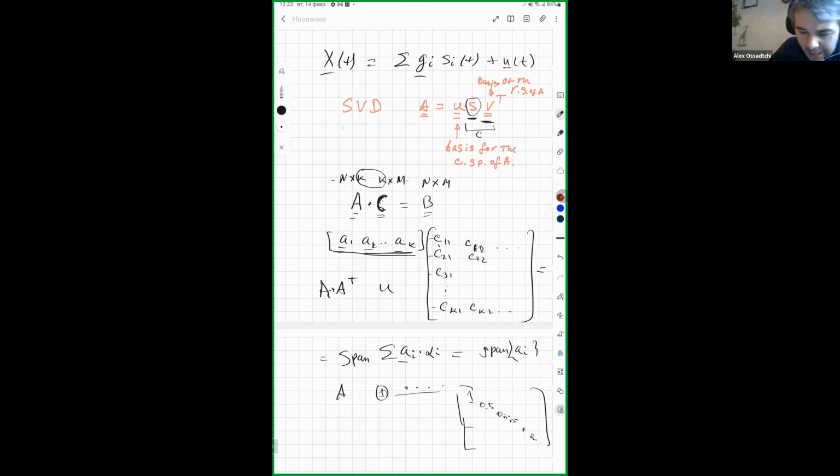Okay, if A is not full rank, say it's rank 3, then you will have only 3 elements of S non-zero on the diagonal, and the rest are 0. Then the column space of A will be the same as the column space of the first 3 columns of U.